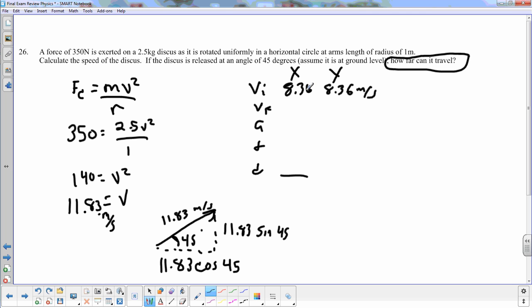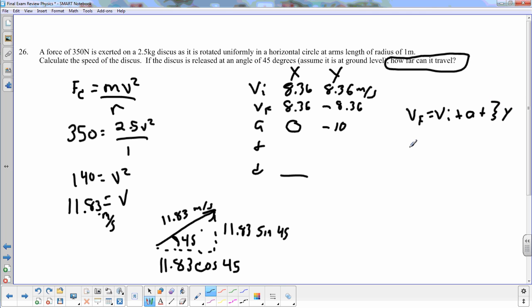Time, that's what we care about. So I would say VF equals VI plus AT. This is all in the y dimension. So negative 8.36 equals 8.36 plus negative 10t. So now you have to take negative 8.36 and subtract 8.36. Why? Because this minus that is going to give us negative 10t.